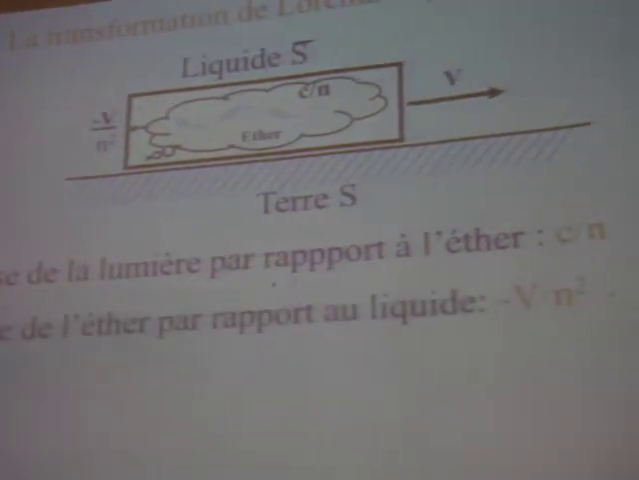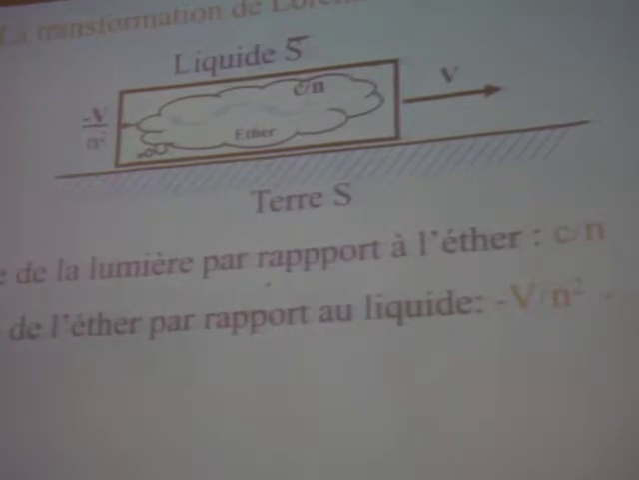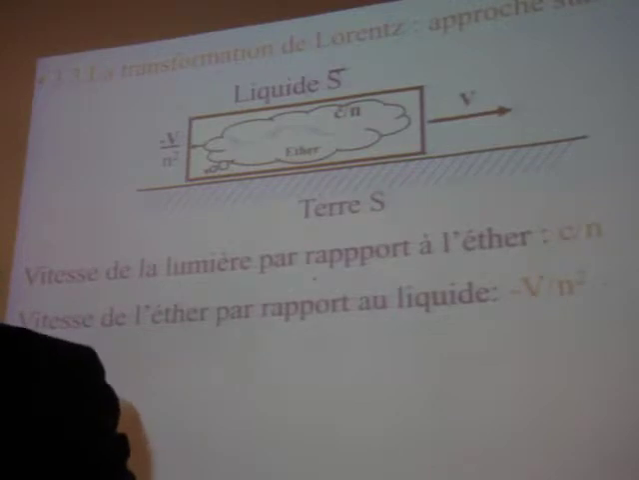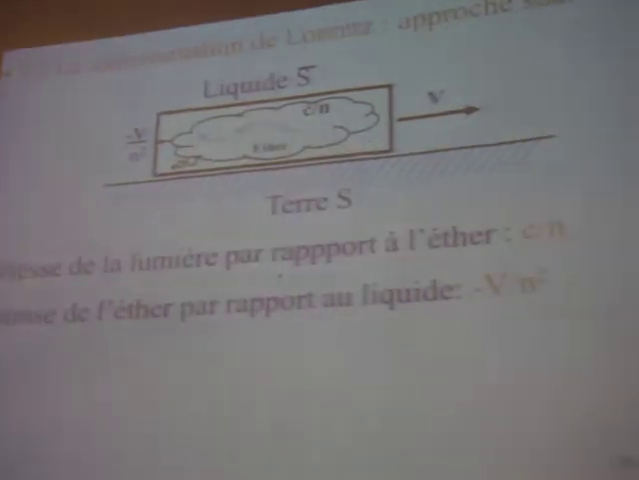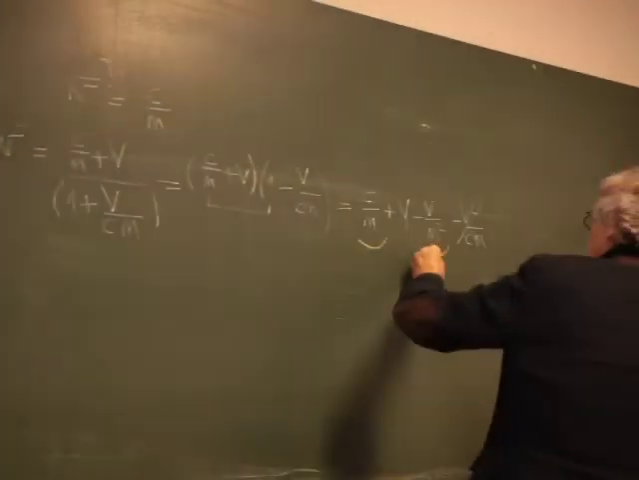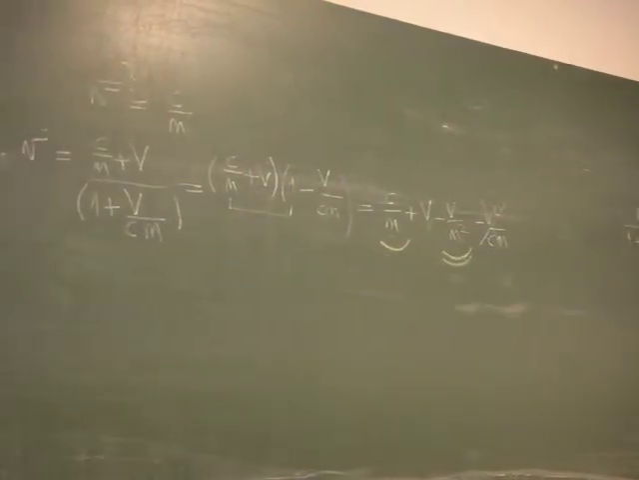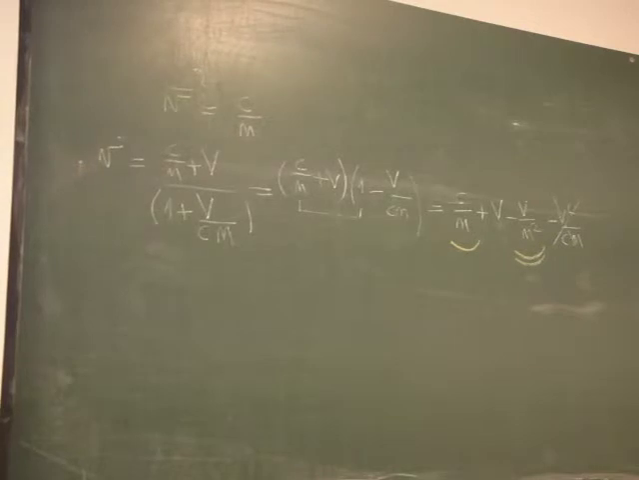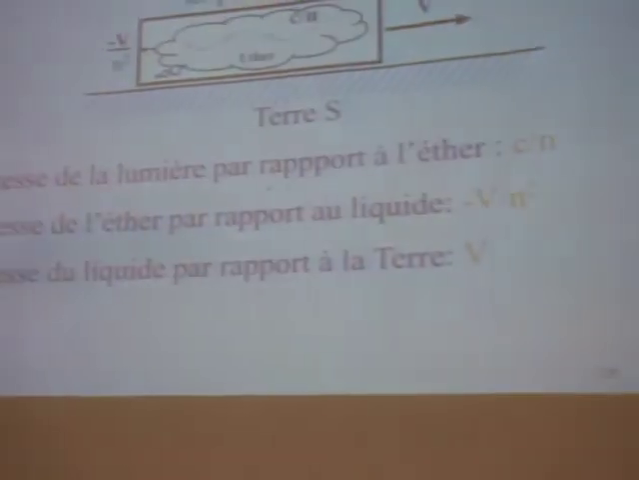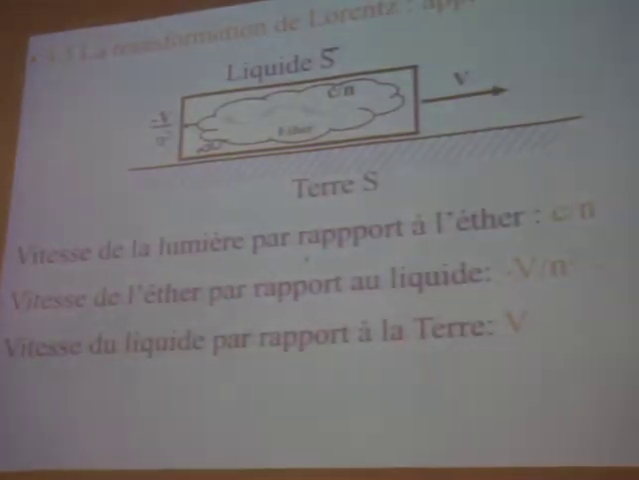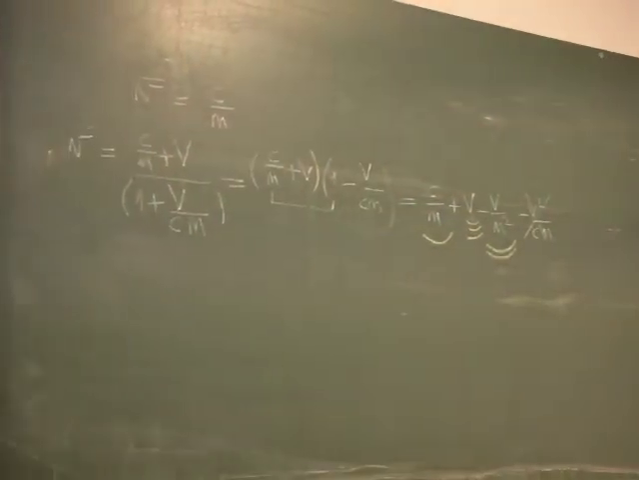Then the velocity of the ether with respect to the liquid, he assumed, was minus v over n square. So all of this he found experimentally. So you see there is a partial motion of the ether with respect to the liquid. And then he said, well, the speed of the liquid with respect to the earth is v. So indeed, this was his explanation.